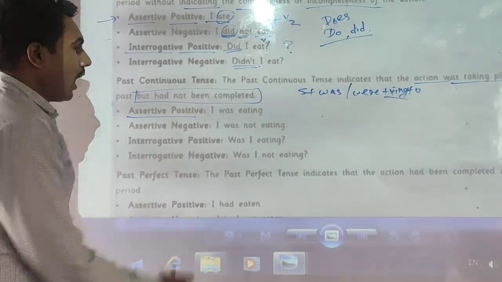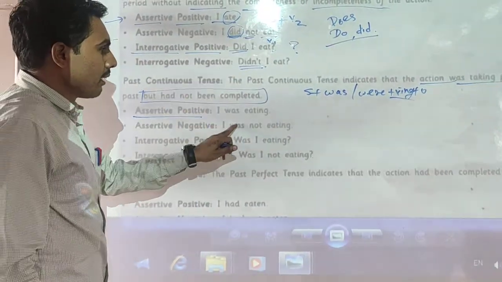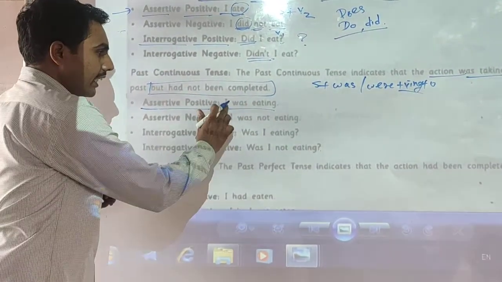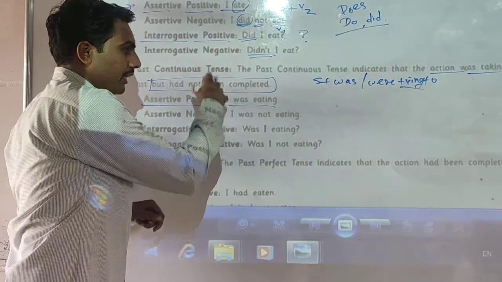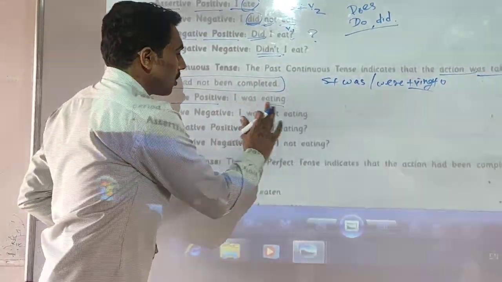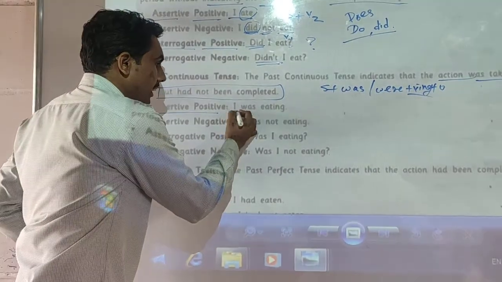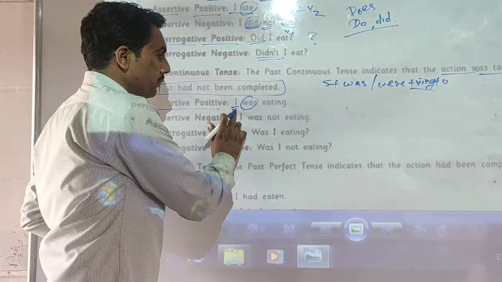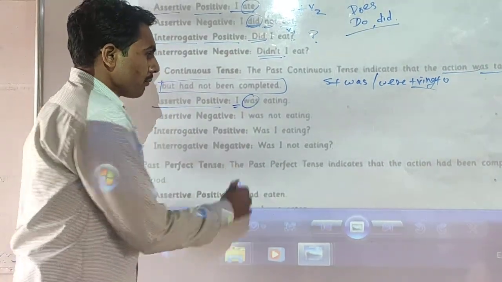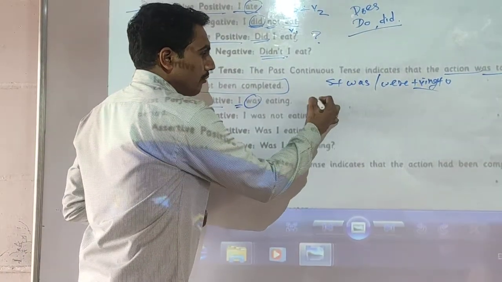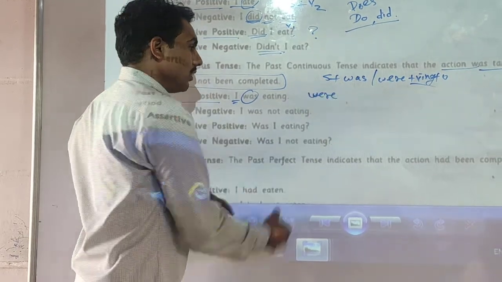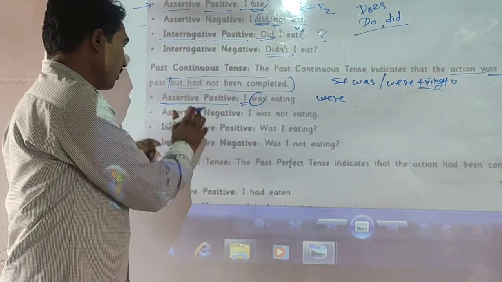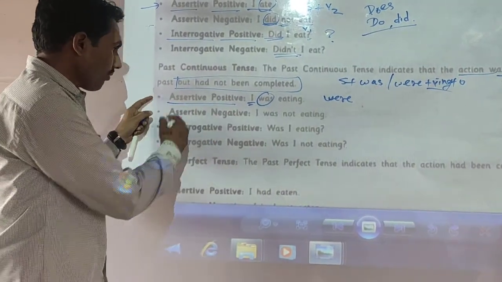And here is one example. Assertive positive. I was eating. The same example we are taking here. Okay, look here. I was eating. In this example, I is a subject and we use here was according to subject. Subject is singular, so we use here was, okay. According to subject we use was, and if the subject is plural, that time we use which word? Were. We use were, and then the remaining part verb plus ing. Remember, okay.